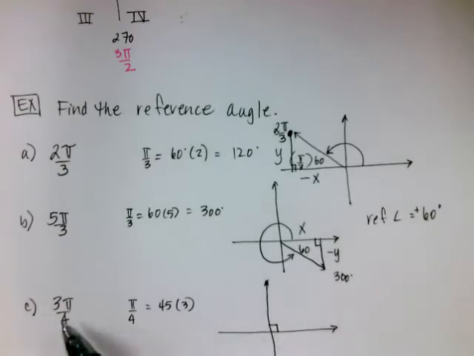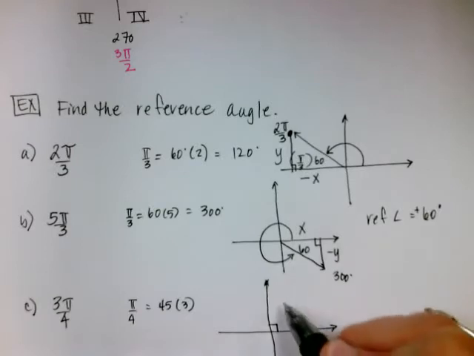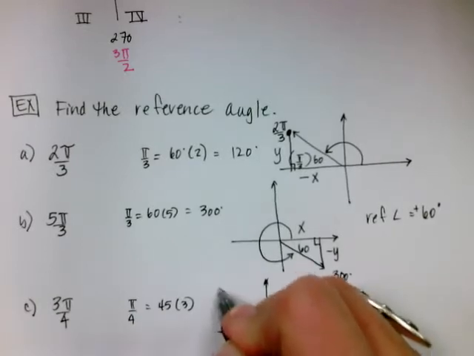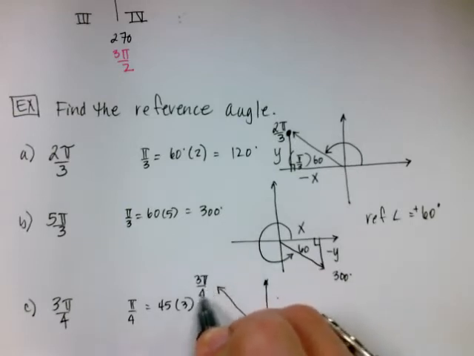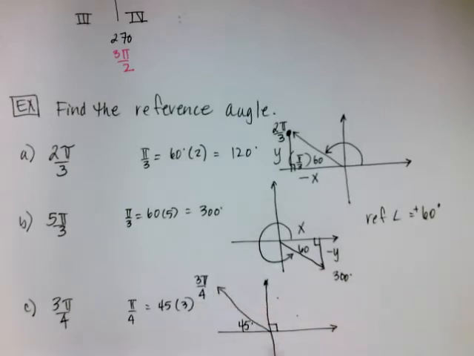So I'm going to have 3 pi over 4, so this is 1, 2, 3. Oops, that's a nice straight line. So this is 3 pi over 4. Okay, and so my reference angle is going to be 45 degrees or pi over 4.